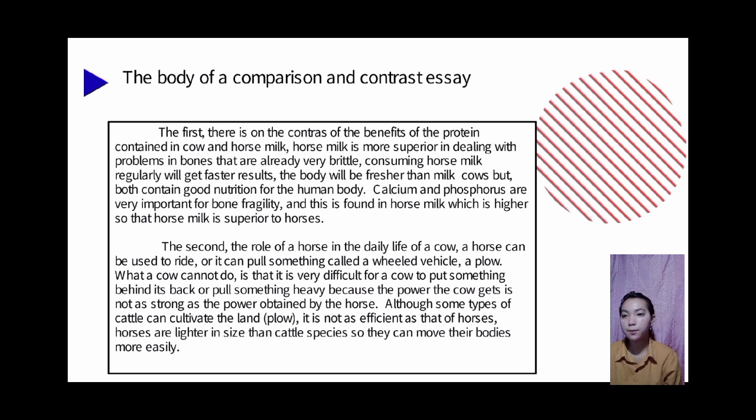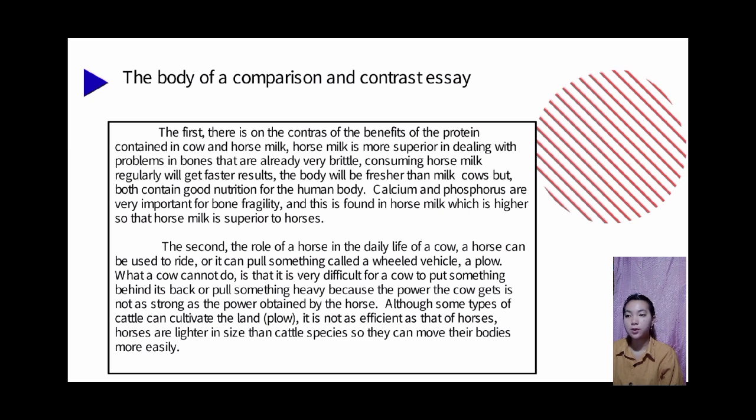The body will be fresher than with cow milk, but both contain good nutrition for the human body. Calcium and phosphorus are very important for bone fragility, and these are found in higher amounts in horse milk, so horse milk is superior to cow milk.